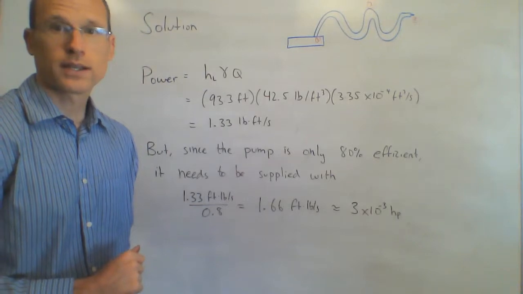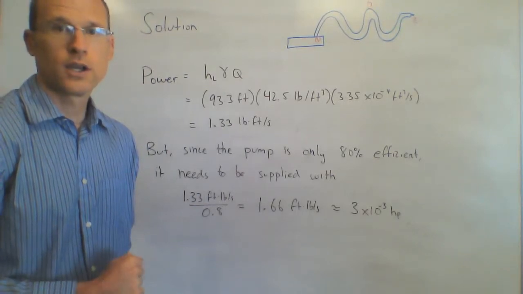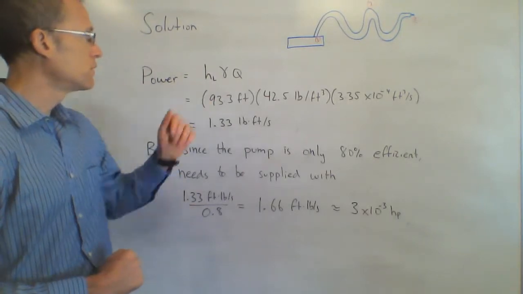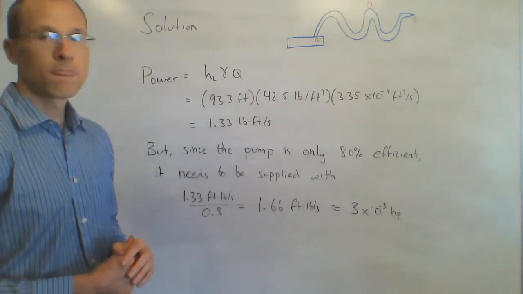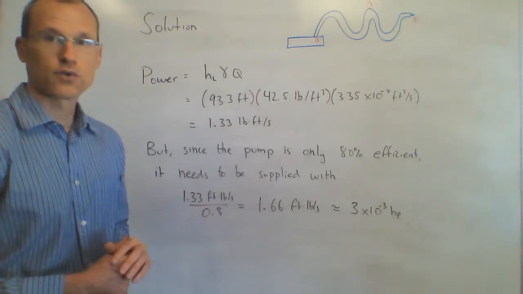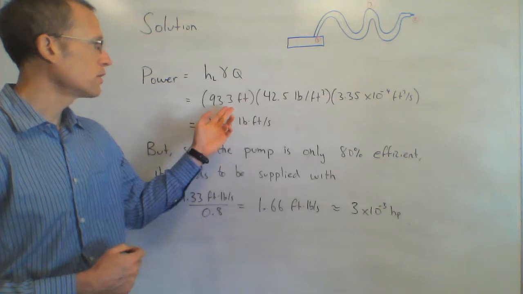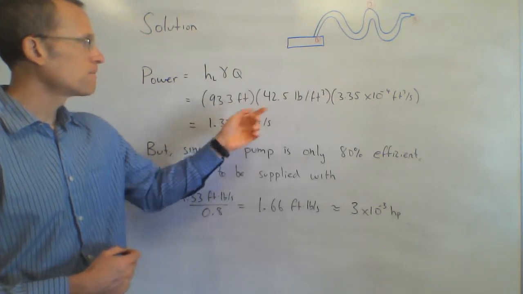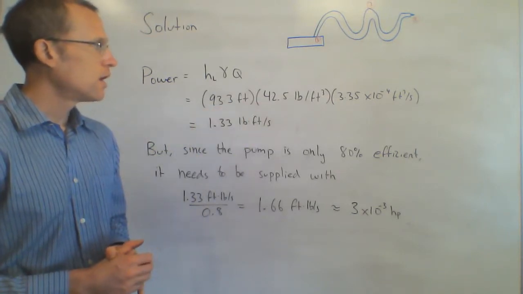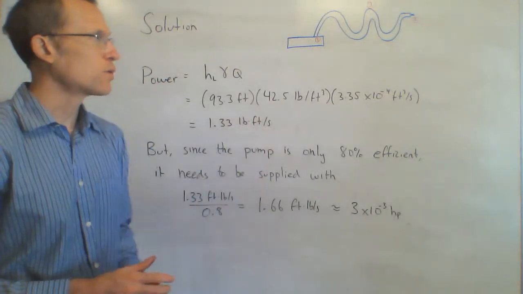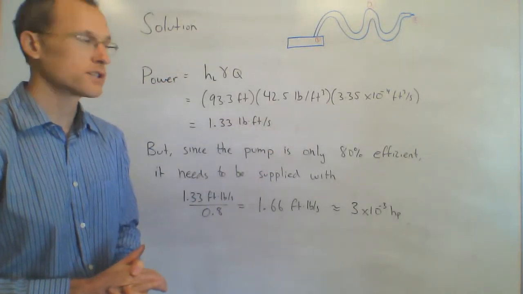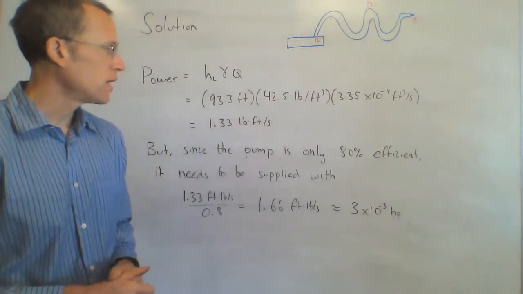And then finally, you want to take that pump gain, convert it to a power. So pump gain times specific weight times flow rate gives me power. So 93.3 feet for my pump gain, 42.5 specific weight and flow rate 3.35 times 10 to the negative 4 feet cubed per second gives 1.33 pound-feet per second of power.